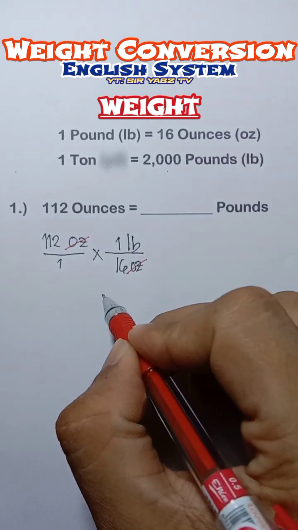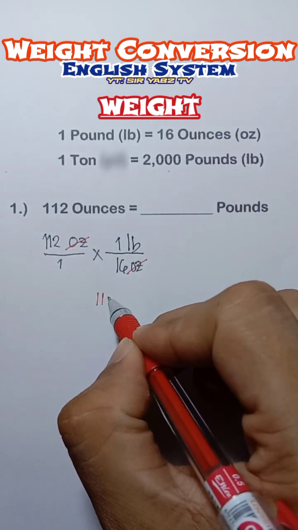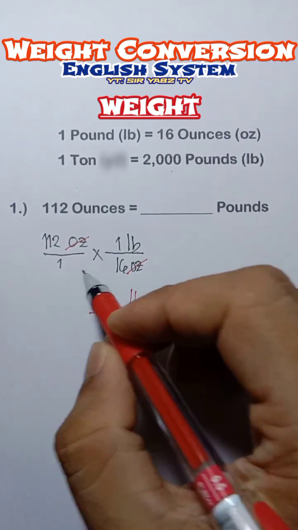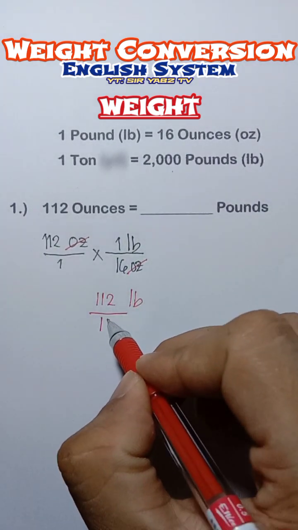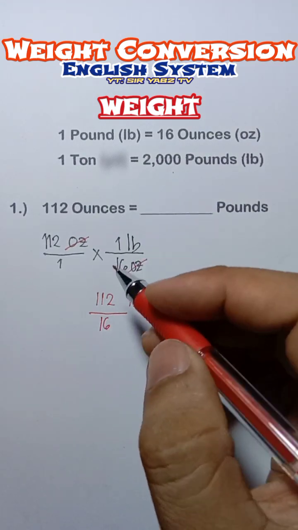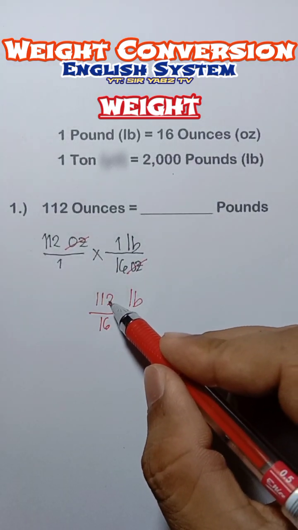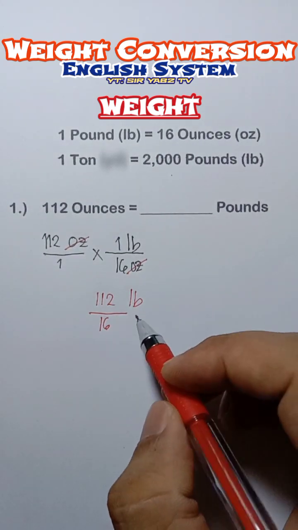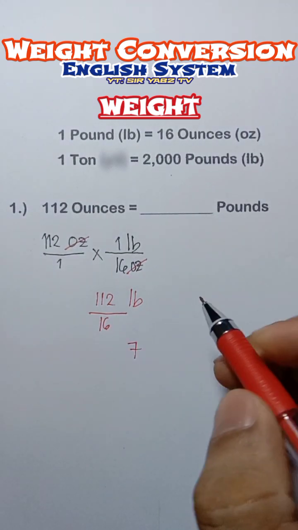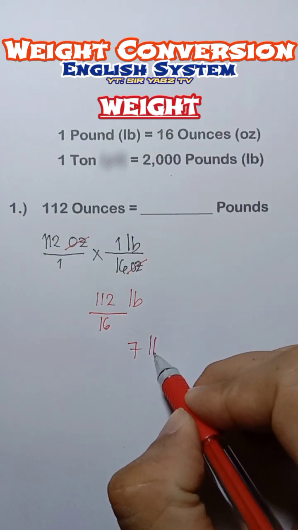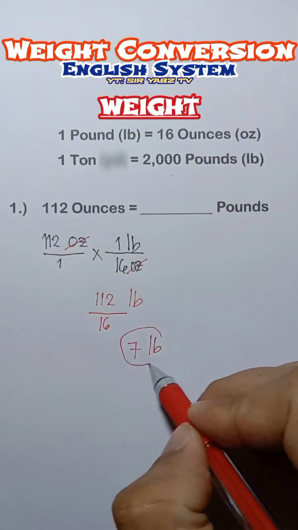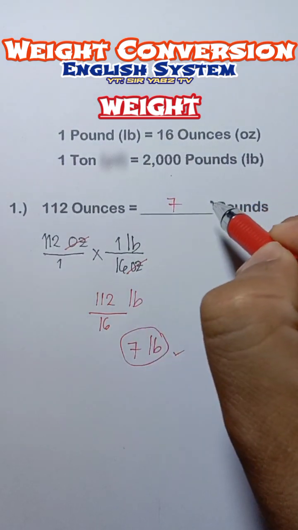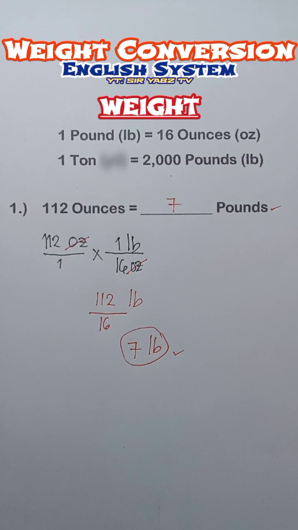112 times 1 pound is equal to 112 pounds. Then we have 1 times 16 on the denominator. So the result is 16. So simplify 112 over 16 pounds. Okay, so the result is 7 pounds. So this is our answer for number 1. So meaning to say we have 7 pounds on 112 ounces.